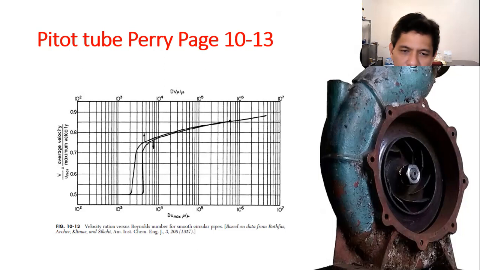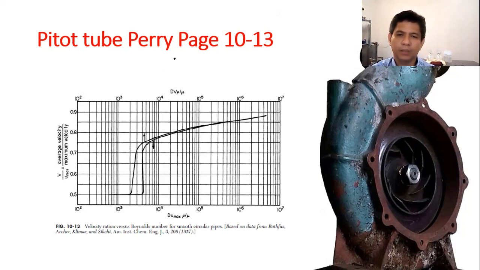So it goes past this line. This line is 0.85, so what we will use is about 0.86. When you go here, it's a little bit above 0.85, between 0.9 and 0.8. So the ratio of average velocity to maximum velocity is 0.86.